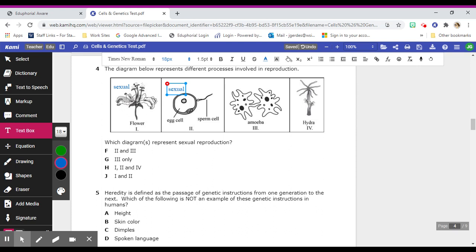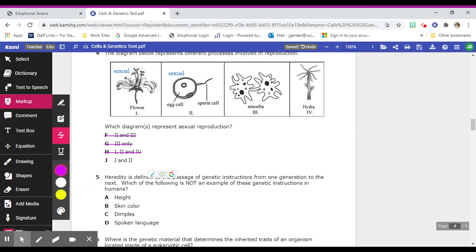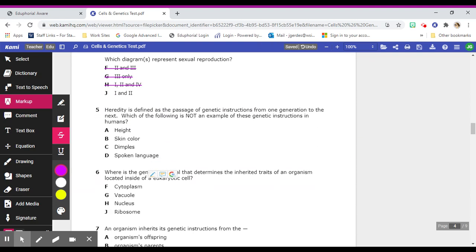So we need to find 1 and 2 in our answer choice. Okay, so not F. I'm going to cross F out. Not that one, not that one, because we're looking for 1 and 2. And not that one. So the answer for number 4 should have been J.